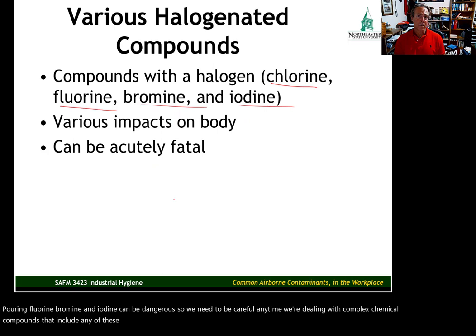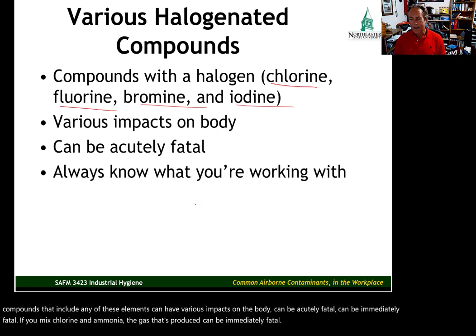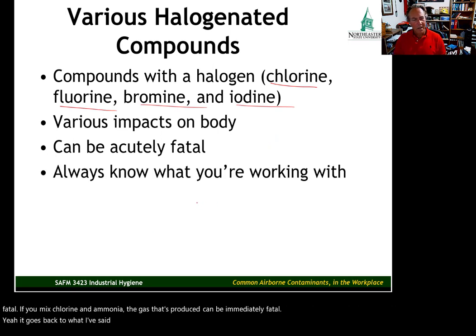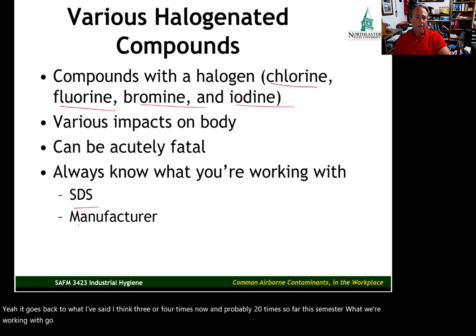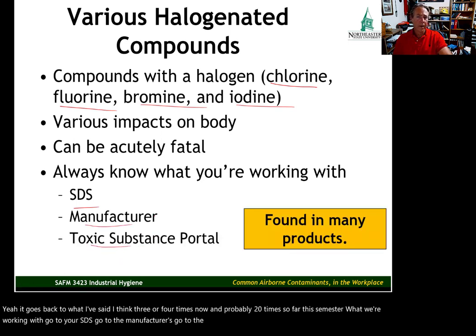They can have various impacts on the body, can be acutely fatal, can be immediately fatal. If you mix chlorine and ammonia, the gas that's produced can be immediately fatal. It goes back to what I've said, I think, three or four times now, and probably 20 times so far this semester: know what we're working with. Go to your SDS, go to the manufacturer, go to the toxic substance portal.